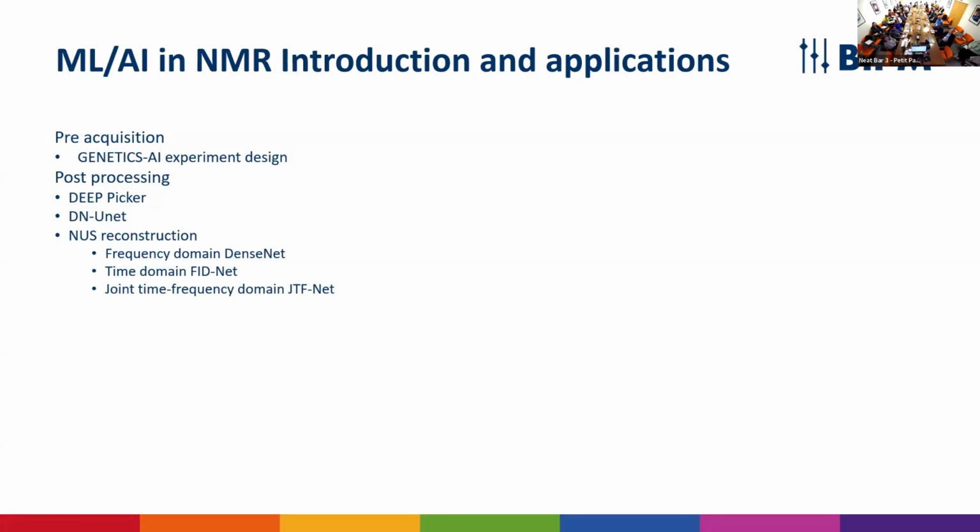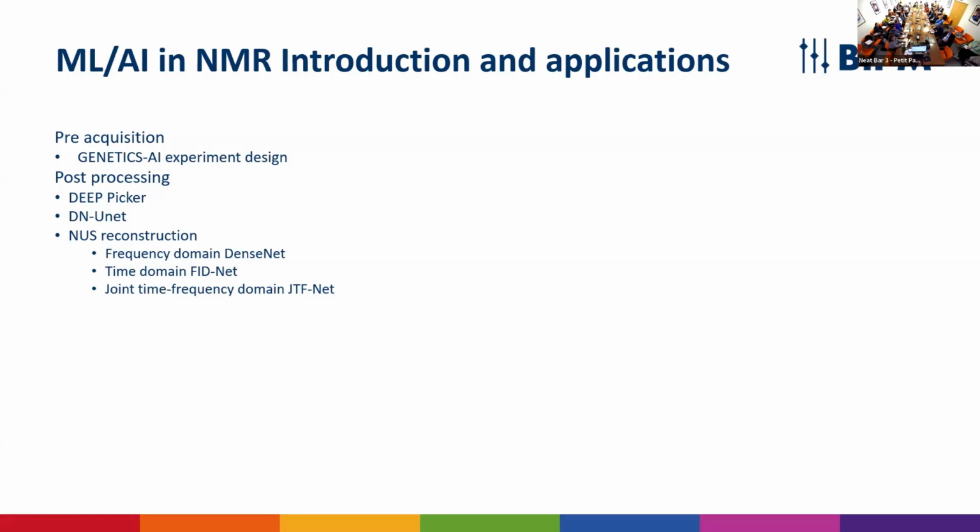Post-processing wise, we have Deep Picker, which is used for peak picking to identify which peaks are peaks of the same multiplet. Denoiser, which I'll talk a little bit more about. And then non-uniform sampling reconstruction, where you sample less of the data experimentally and calculate more of it computationally, to reduce experiment time requirements but still try to get the same quality spectra at the end.